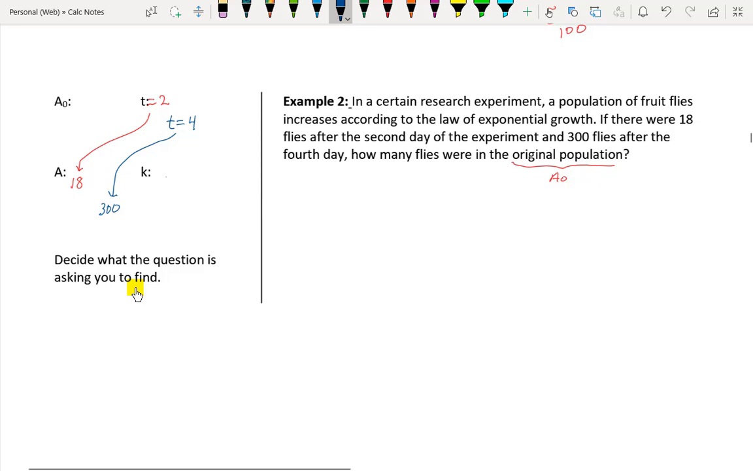Well, again, I need k first. So we're going to have to find k before we can do anything else. Need k. So going back to our original formula, a equals a sub 0 times e to the kt. So this time, instead of plugging in for a sub 0, I need to solve for a sub 0.